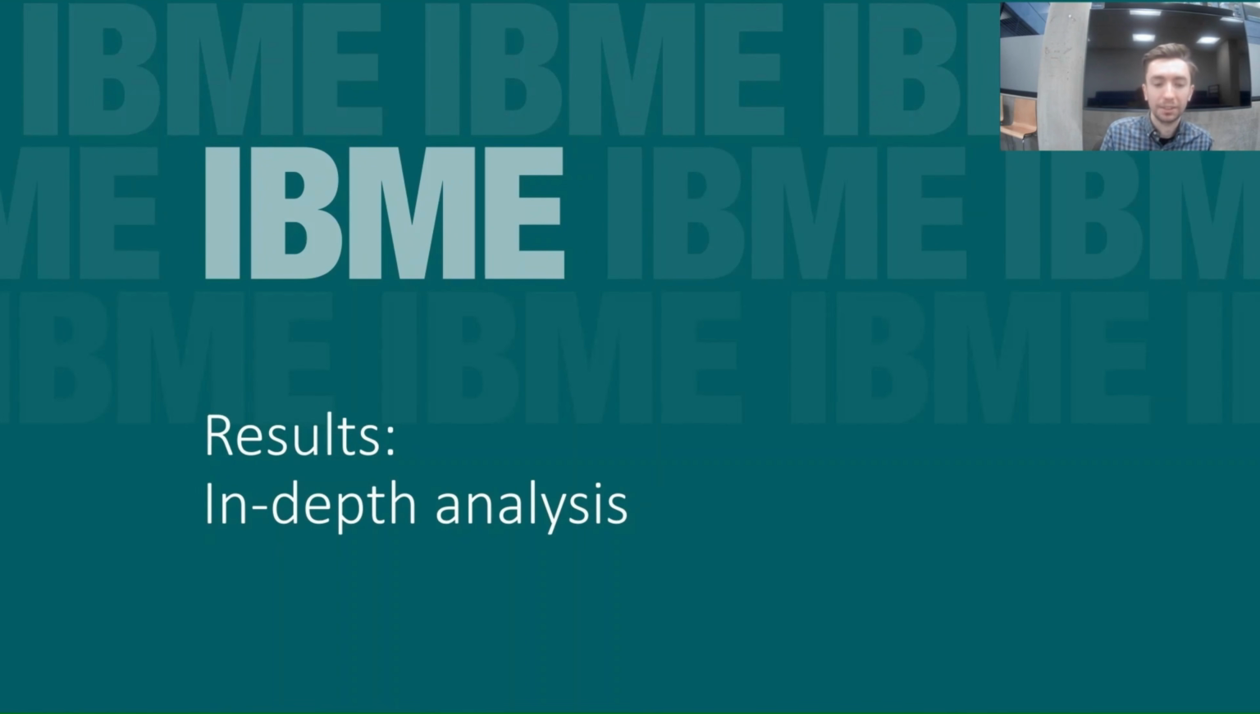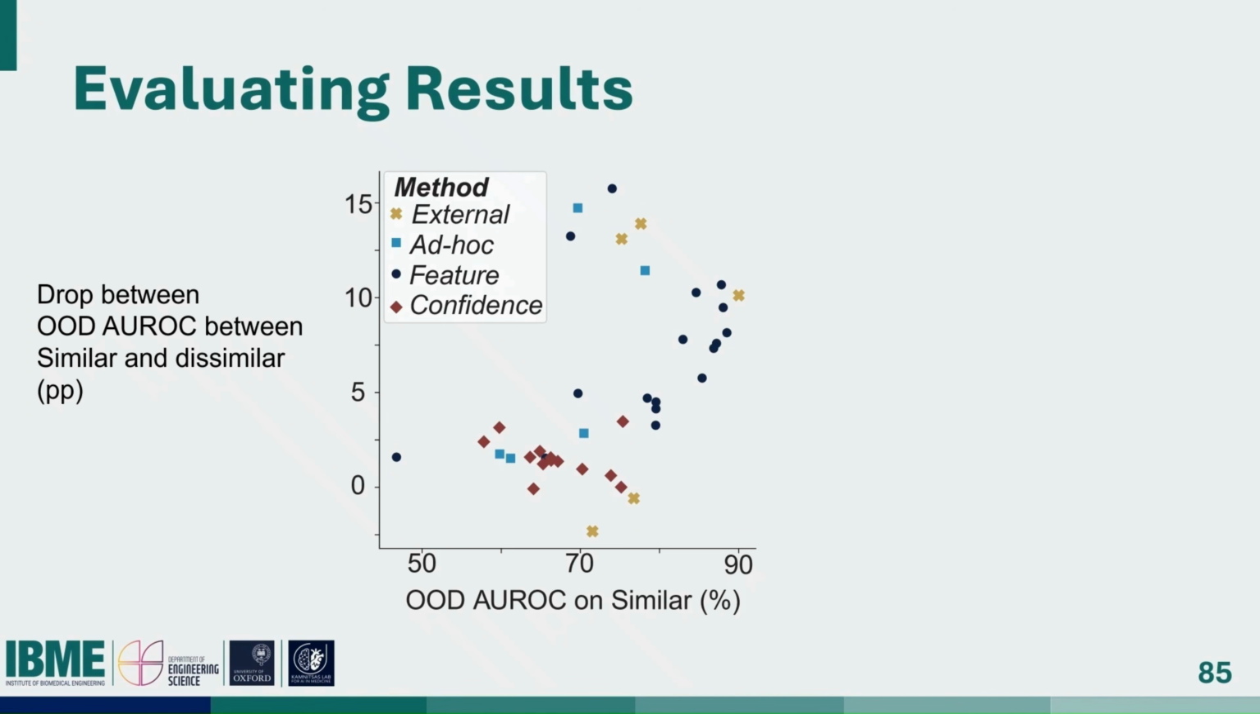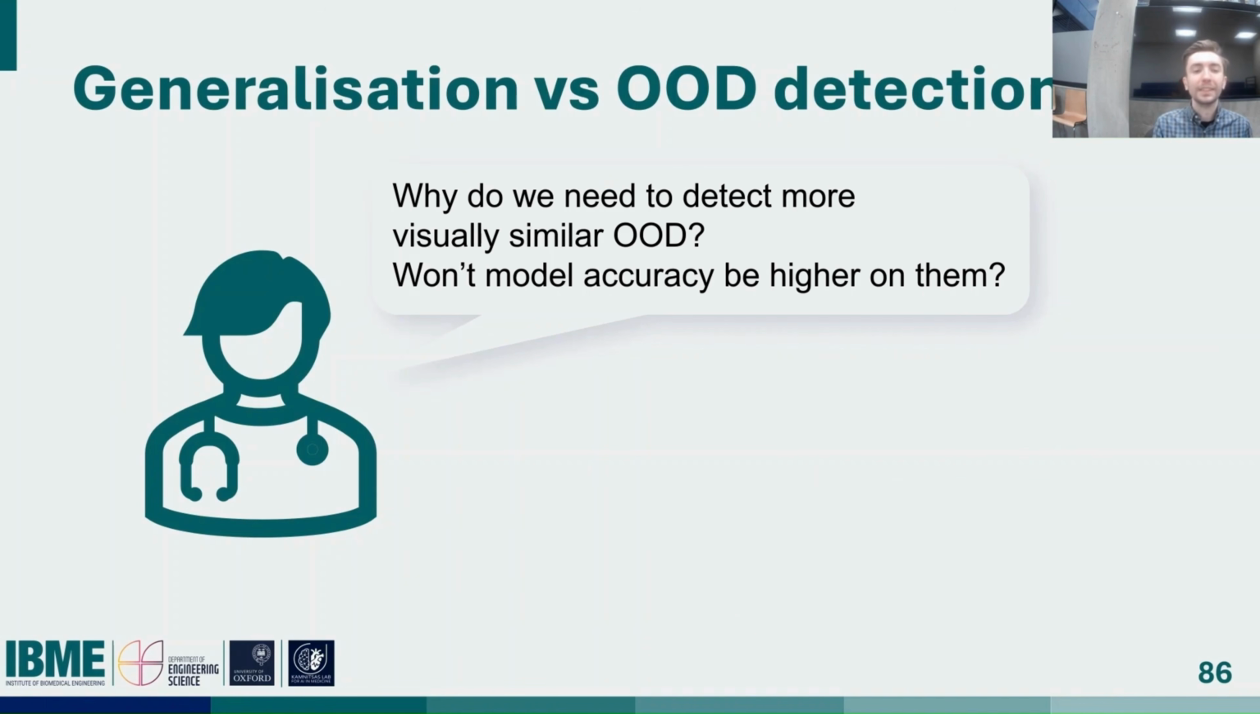So let's do an in-depth analysis of these results. On this plot, on the y-axis, I am plotting the OOD AUC, so the similar artifacts across our real benchmarks. And on the x-axis, I'm showing the drop in OOD AUC between our similar and dissimilar artifacts. What this plot is showing is there's a weak positive correlation between the best performing methods and a drop in performance, which sort of makes sense because better performing methods have more room to drop because we've got a higher AUC. So another consideration is the balance between OOD generalization and OOD detection.